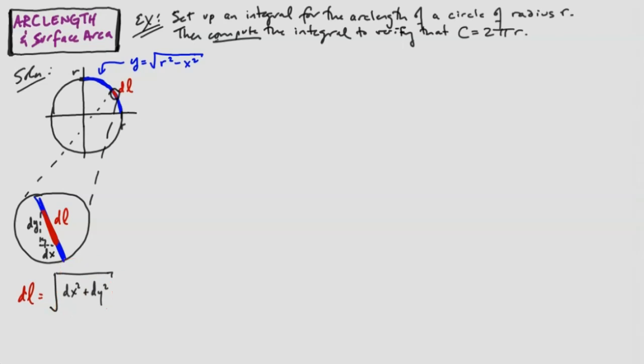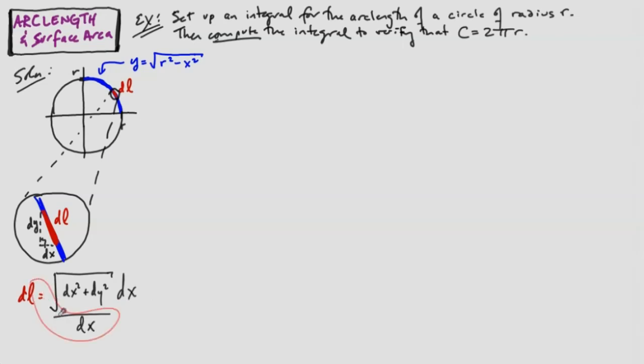Hey, but wait a second. Ultimately, I'm going to be integrating with respect to x, as x runs from 0 to where x is r. So this isn't going to be much use to me as it stands. I need to be able to rewrite dl so that it ends with a dx. Am I out of luck because I don't have a dx here? Of course not. We can multiply by dx as long as we divide by it as well.